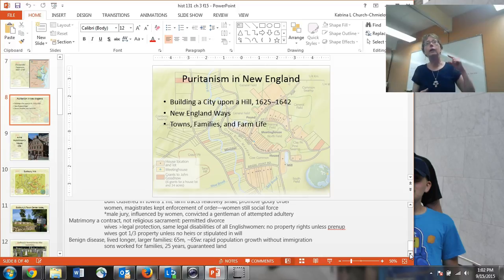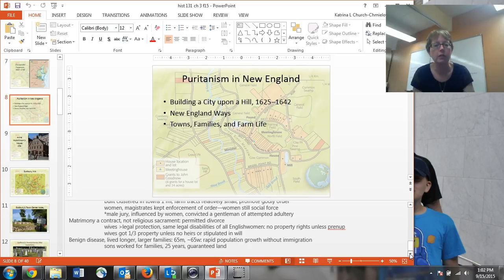One reason that they lived longer than in Chesapeake is also because they very rarely traveled out of their towns. If you go to New England, who's been to New England or the East Coast? Spend any time back there? Okay. Even today, people don't travel very much. They stay within their own area. People didn't travel at this time hardly at all, unless they were bringing in somebody to get married.